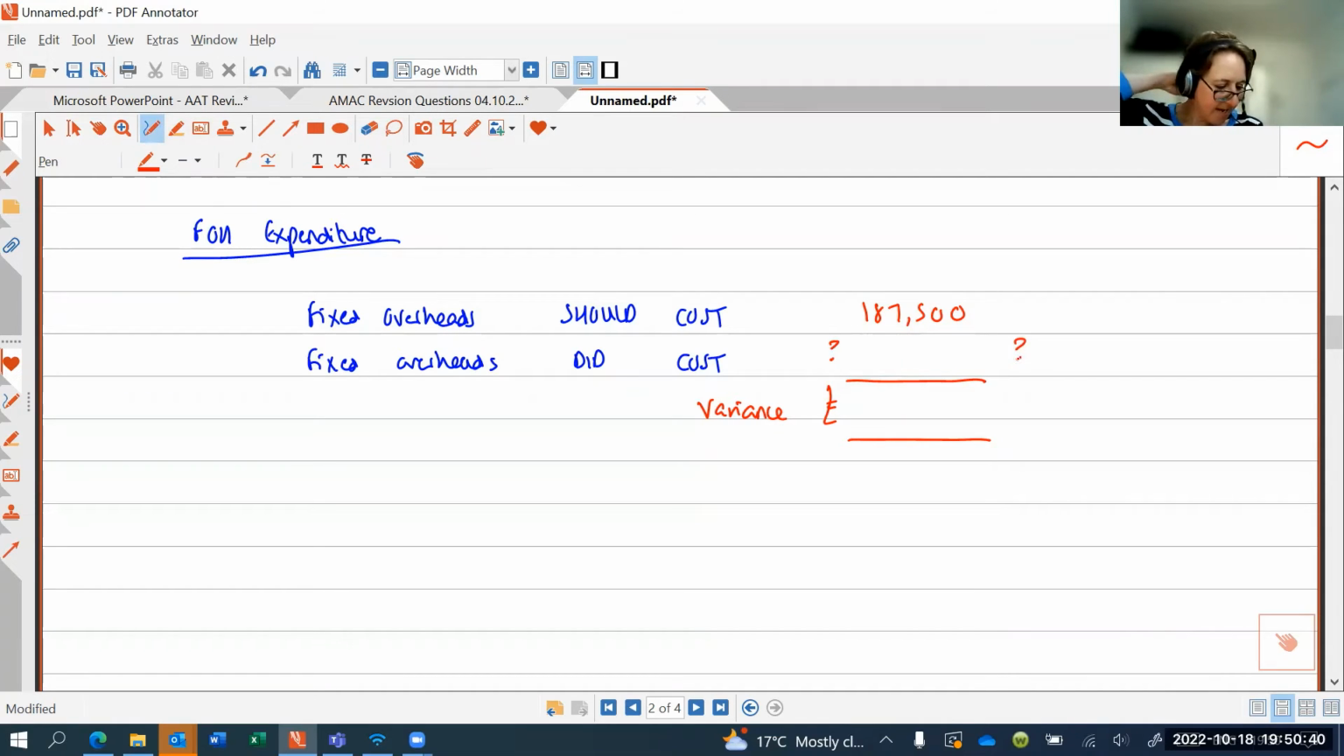Now, there's only one possible way that I can find the answer to this. If I don't know what those question marks are, then I have to know what the variance is, because there's only three things. I need to know 2 out of 3 to find the answer. But the question does tell me the fixed overhead expenditure variance was £10,000 favourable. So I'm going to put that in next. Then I'm going to work backwards.